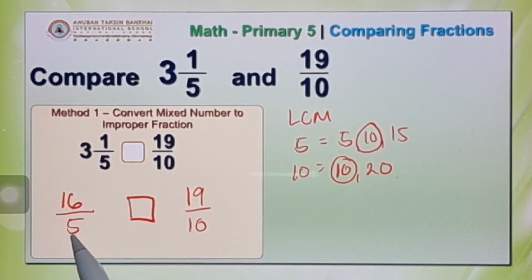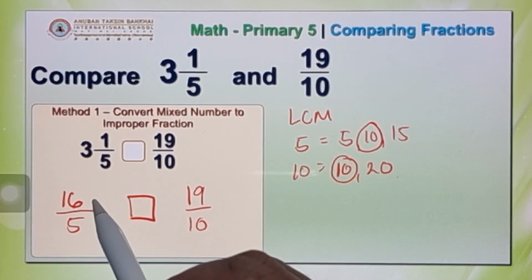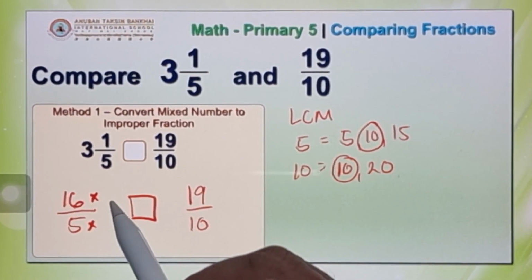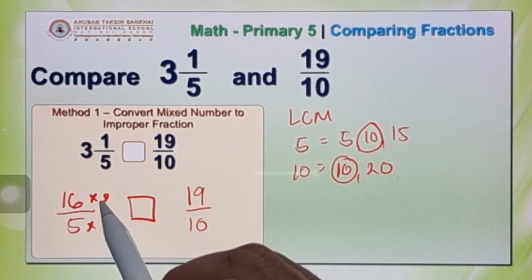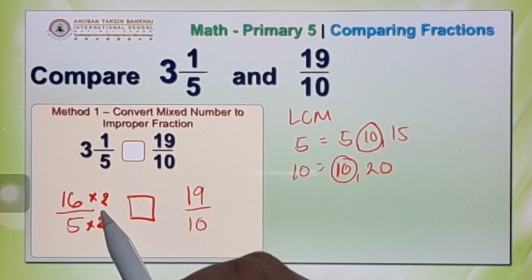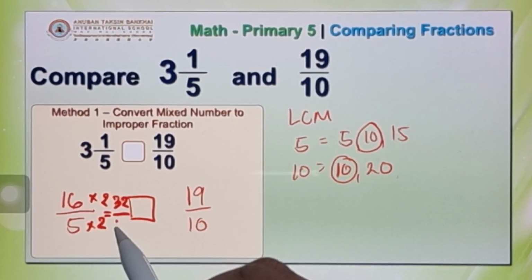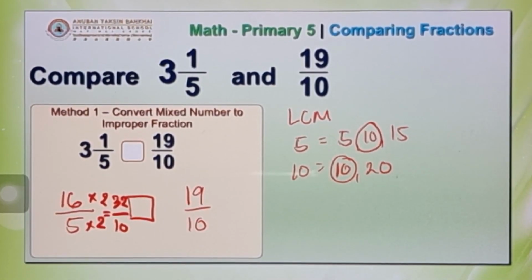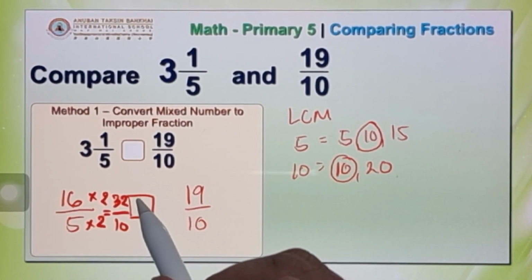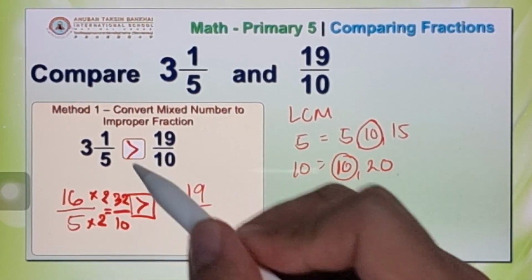So we need to change this one to 10. So we multiply it by 2. So therefore we have 32 over 10. So of course, we have greater than.